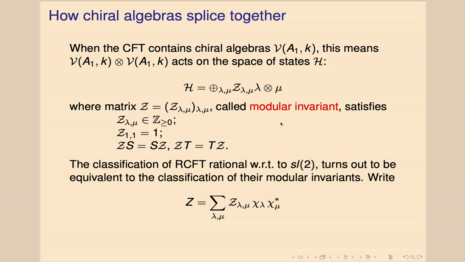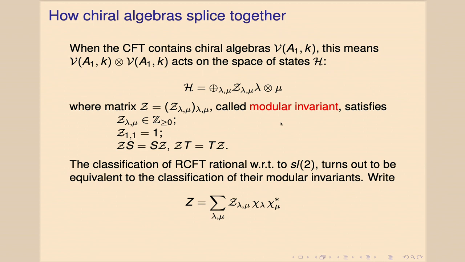And so how do these chiral algebras splice together? Well, the idea is that you have your VOAs, they act on your total space of states, and it decomposes into this sum that you see here. So script H, calligraphic H, is the space of states, and it decomposes into a finite sum over these highest weights that I just mentioned.